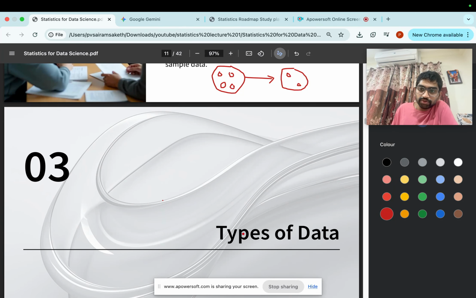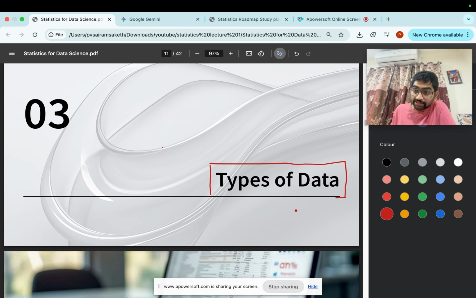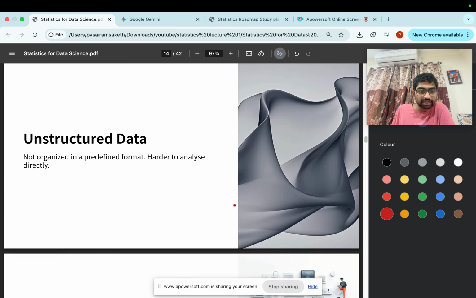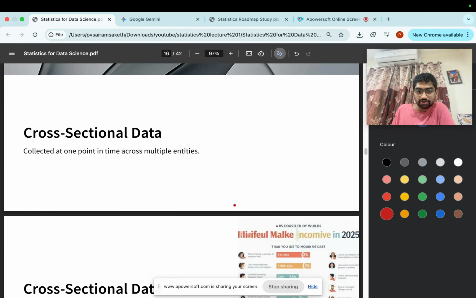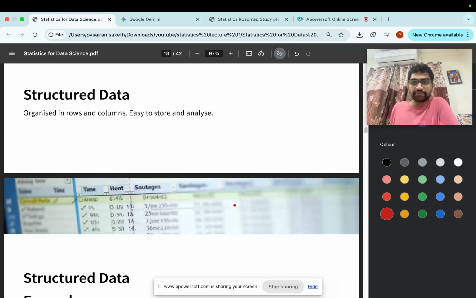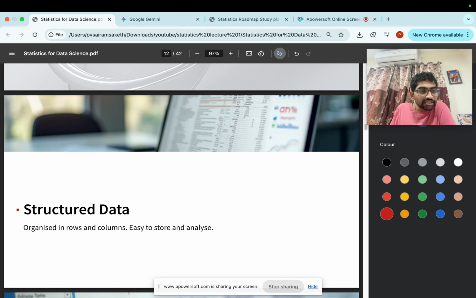So, in today's lecture, we will focus on the types of data. Okay. I will take one table and explain how this type of data actually works. There are basically four types of data we have: structured data, unstructured data, cross-sectional data, and time series data. Okay. So what is structured data? This is the first type of data.